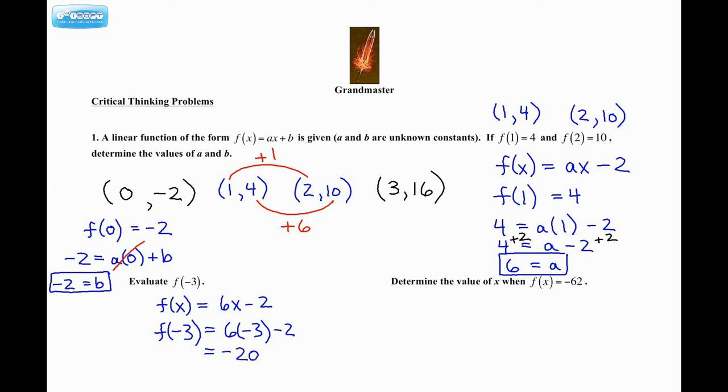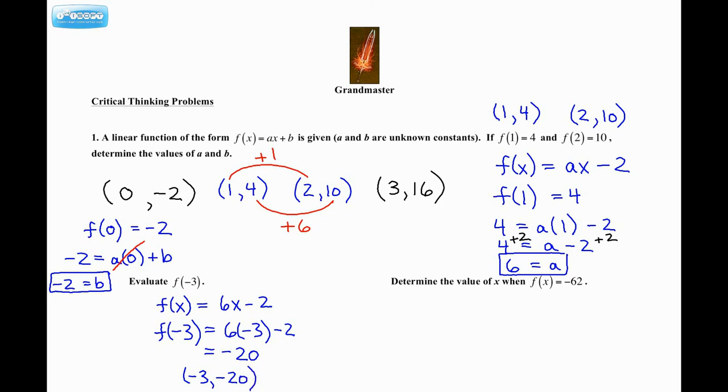So we're done. You don't have to write the ordered pair. It didn't ask you to, but I'll throw it in, why not? So that means when x is negative 3, y is negative 20. That's what I would plot on a graph. But that's my y value right there.